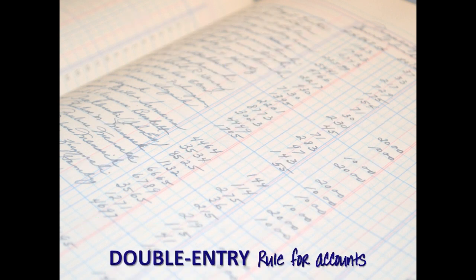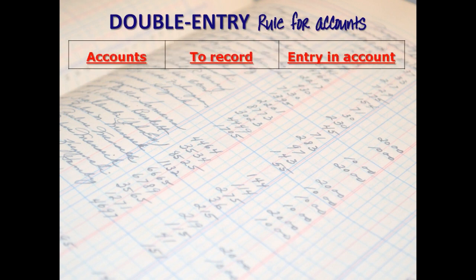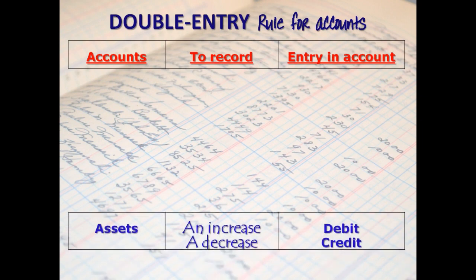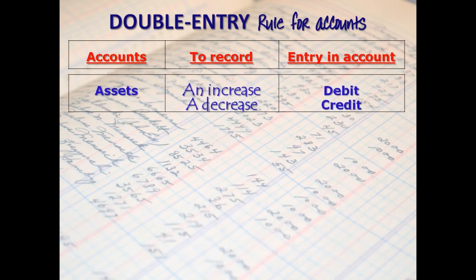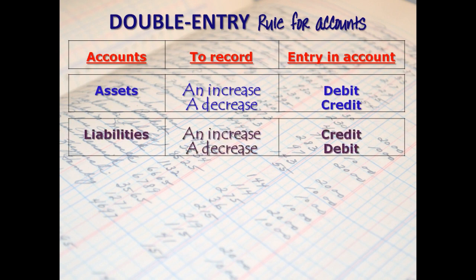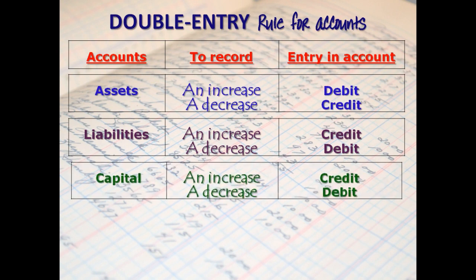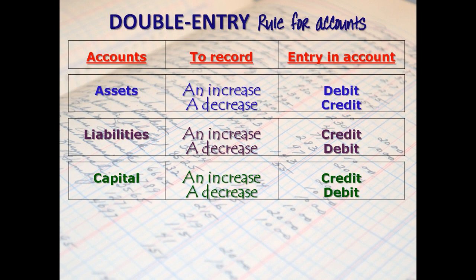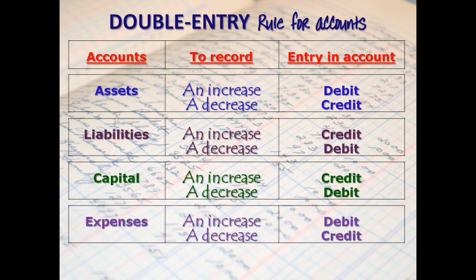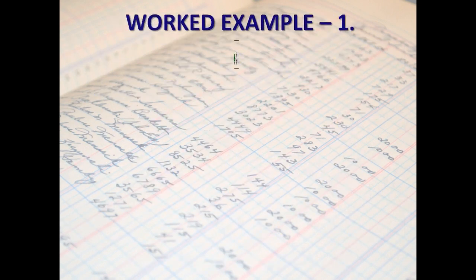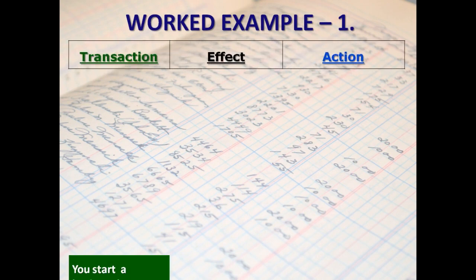Okay, now let's just go over what we've been covering concerning double entry and the rules for accounts. We said that if an asset is increasing, we debit. If it is decreasing, we credit. If it is a liability that's increasing, we credit. And if it's decreasing, we debit. If it's a capital account that's increasing, we credit. If it's decreasing, we debit. If it's an expense account that's increasing, debit. If it's decreasing, credit. Okay, fantastic. Now let's look at our worked example.